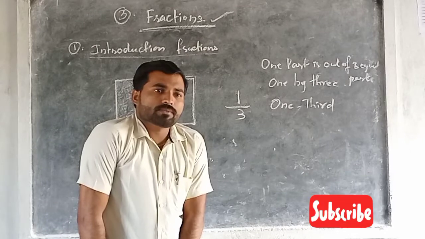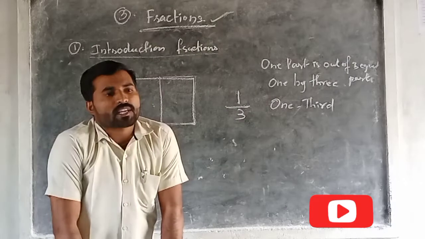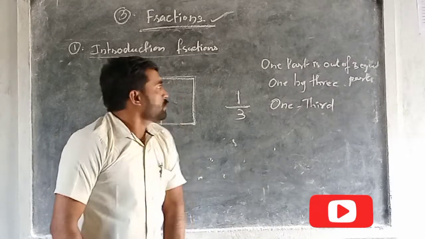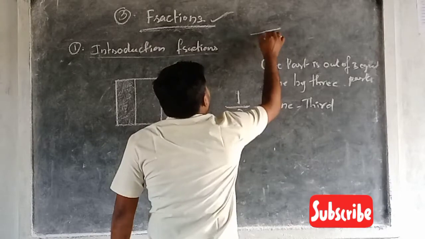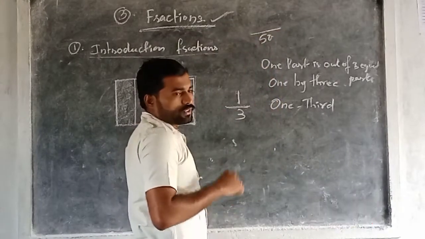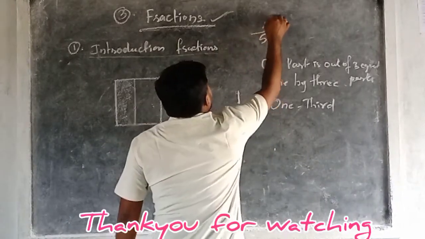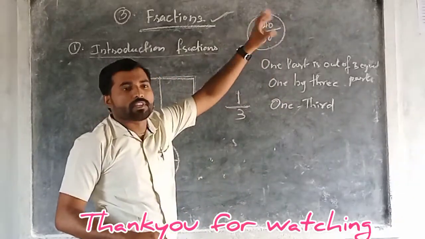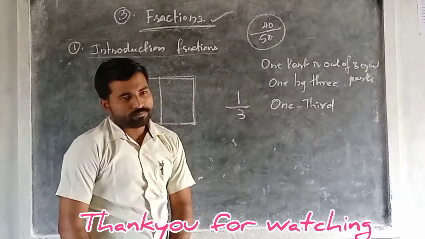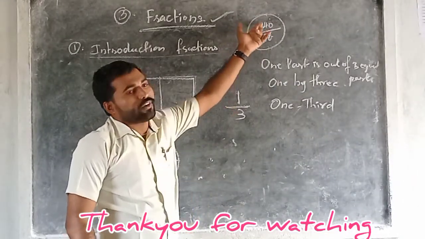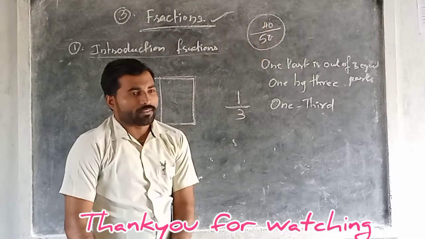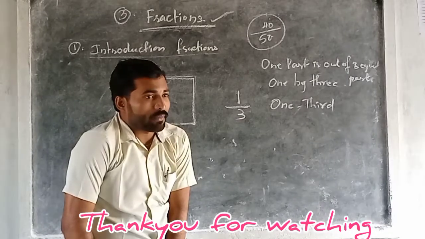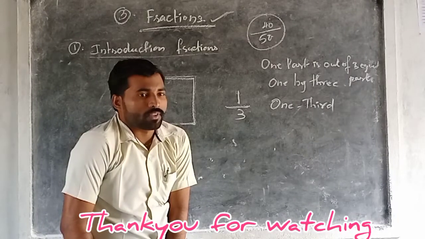My dear students, recently we have concluded the summative assessment examination. Yes or no? Yes, sir. Suppose the total marks are 50. You secured 40 marks. Then the teacher will show you marks like this. He will write 40 by 50. That means you have secured 40 marks, and the total marks are 50.